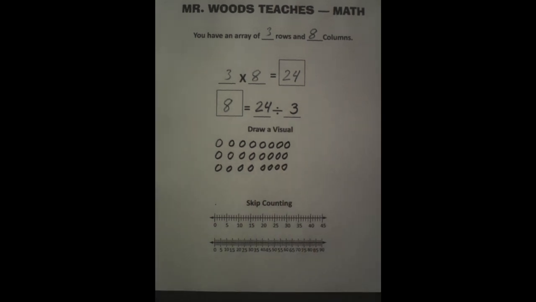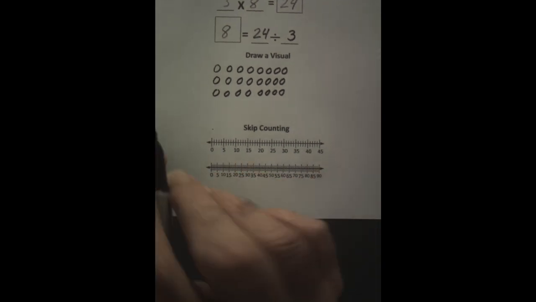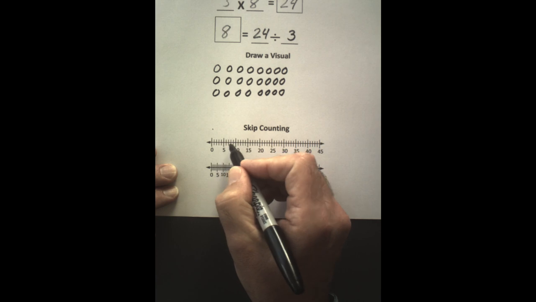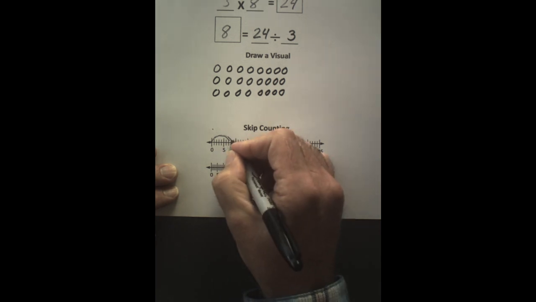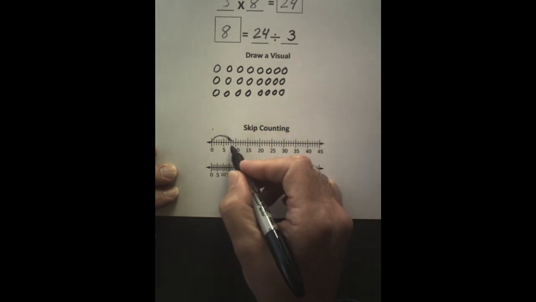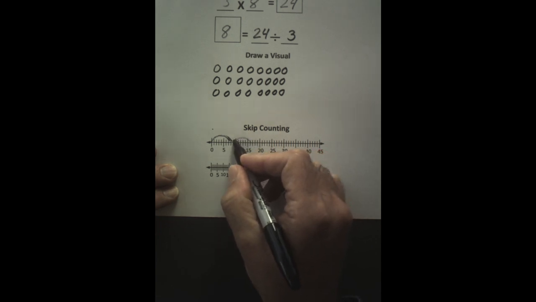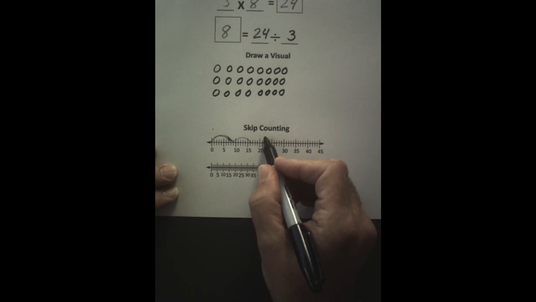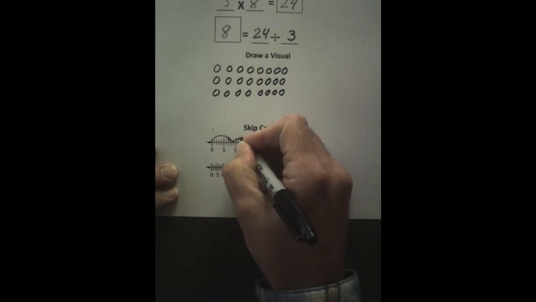Let's take a look at the skip counting. This is another visual that you can use. So if we have 3 times 8, we could say there's 1, 2, 3, 4, 5, 6, 7, 8. We can count again another 8. 1, 2, 3, 4, 5, 6, 7, 8. And then let's count again. 1, 2, 3, 4, 5, 6, 7, 8. See how we arrived back at 24, no matter how we did it.